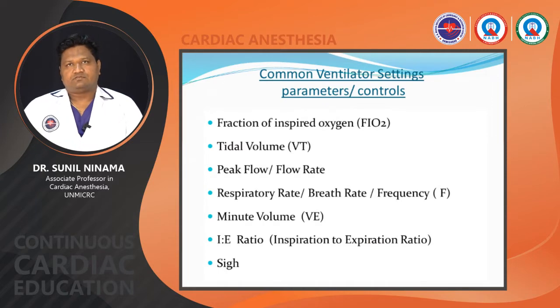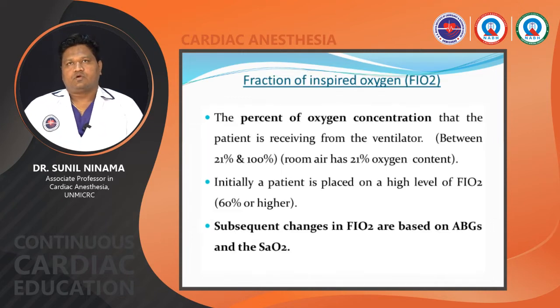Common ventilatory settings, we are looking at in detail: the FiO2, tidal volume, respiratory rate, flow rate, minute volume and I:E ratio. What do you mean by FiO2? The percentage of oxygen concentration that the patient is receiving from the ventilator. You have to set the FiO2 around 21 to 100%. Initially, the patient is placed on a high level of FiO2, around 100%. Then gradually you have to decrease according to your ABGs.